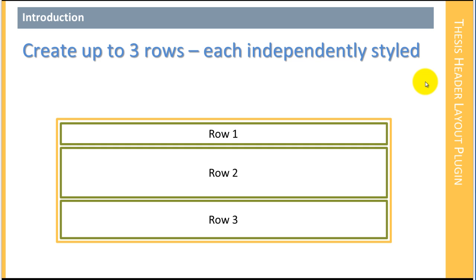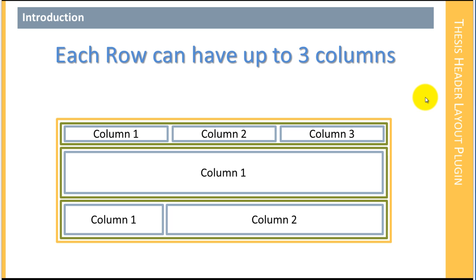The Thesis Header Layout plugin allows you to create up to 3 rows that can each be individually styled inside of your header. So this yellow line represents the header itself. And then these are 3 different rows, different sizes, that can be styled inside the header. And then each row can have up to 3 columns.